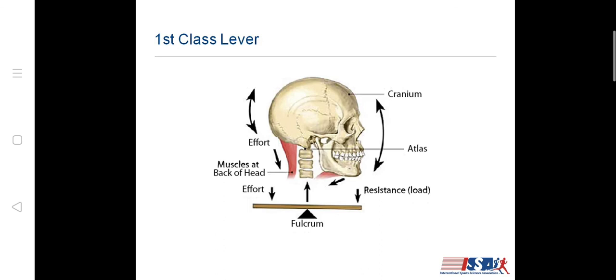A first-class lever has its fulcrum or balance point between the force and the resistance to the force. An example of a first-class lever is a simple seesaw. Similar movement is found in the nodding of the head. The muscles in the back of the head provide the force, the fulcrum is the spine, and the front of the head is the resistance.